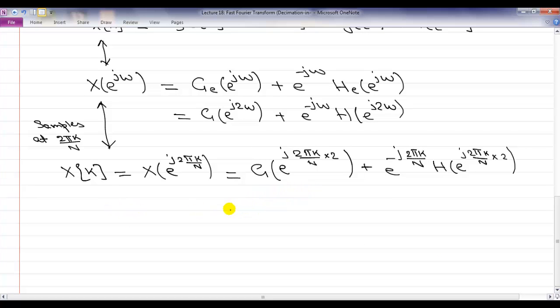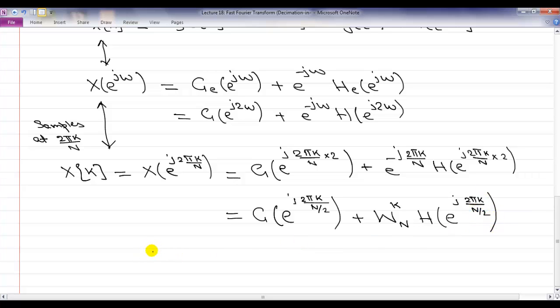Now I'm going to write this as G of e to the j 2 pi k over n by 2. So I just brought the 2 down, plus W n k times H of e to the j 2 pi k over n by 2. Okay, so the DFT coefficients of x are now samples of the DTFT of the sequence g, which is of length n by 2, and this factor W n k times the sample of the DTFT of this n by 2 sequence h.